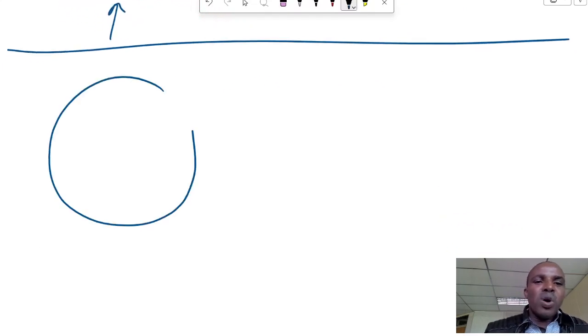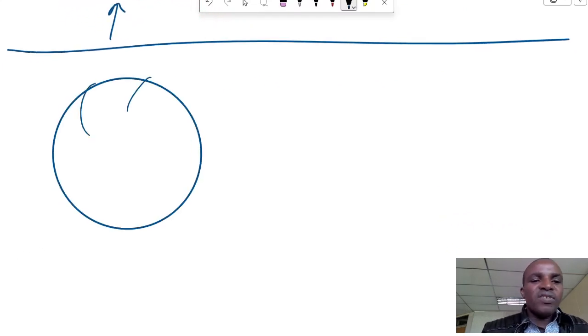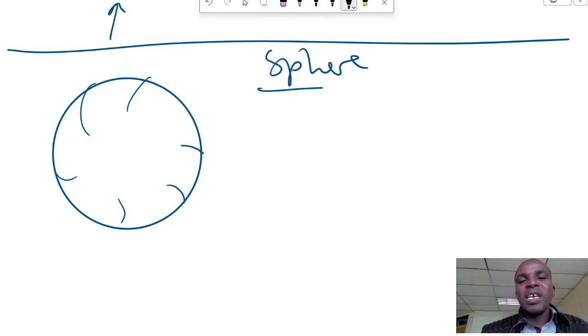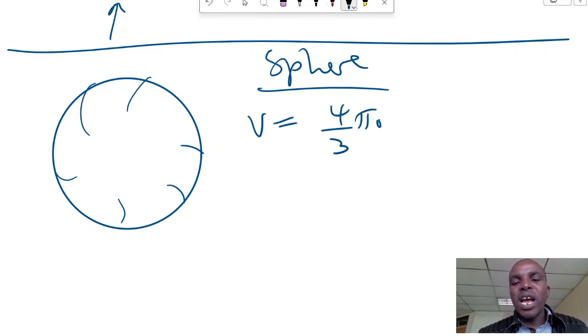It's like a bowl. So this one is called a sphere. Sphere, no height. How do you find volume? Volume is 4/3 pi r cubed. Most of the times you'll be given this volume, right? Then to find the surface area now.